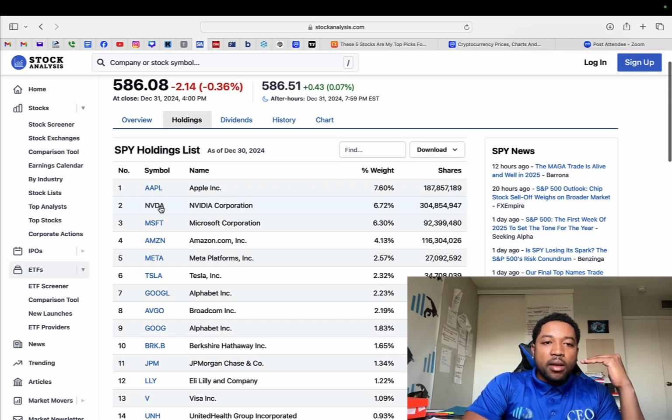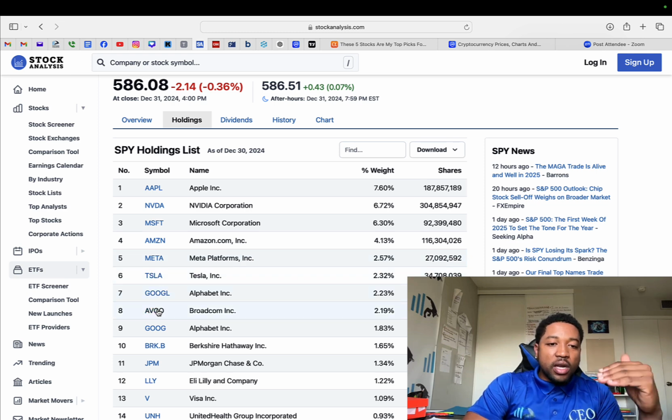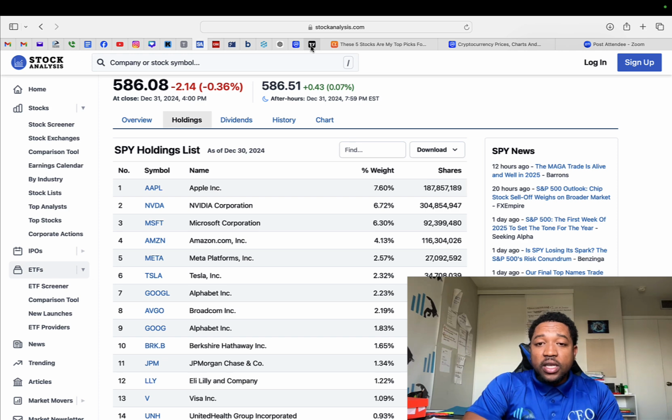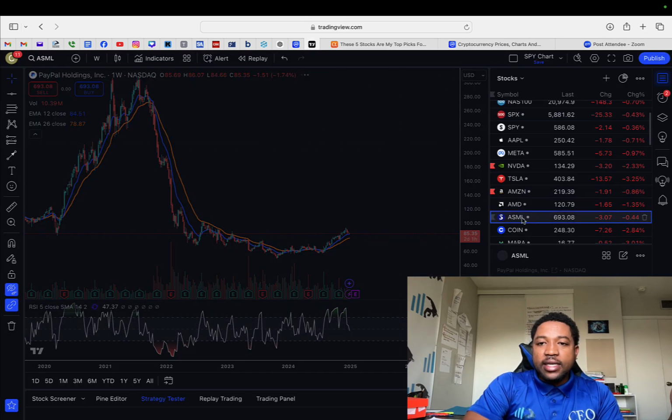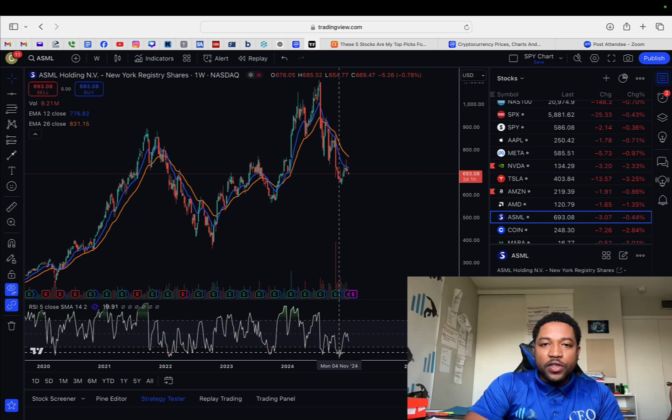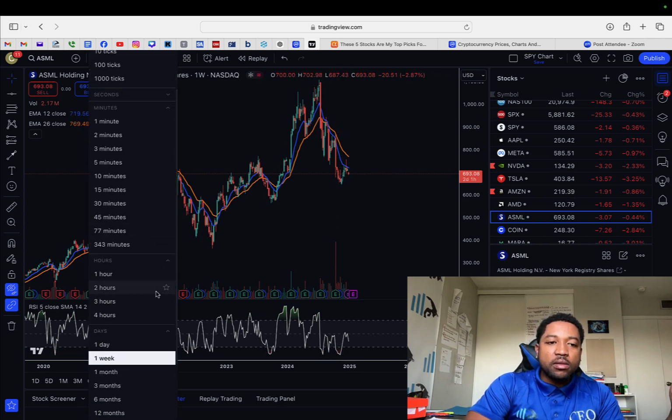These names: Nvidia, Microsoft, Amazon, Meta, Tesla, Google, Broadcom. Any dip you get these names on, buy them. And what you use to signal the dip is the RSI. Let's look at ASML again. RSI is oversold right here. That means it's a buy opportunity. Let me go on the monthly.